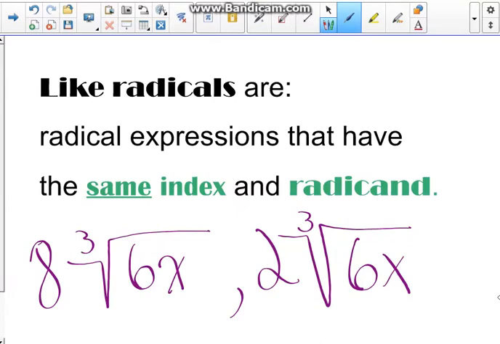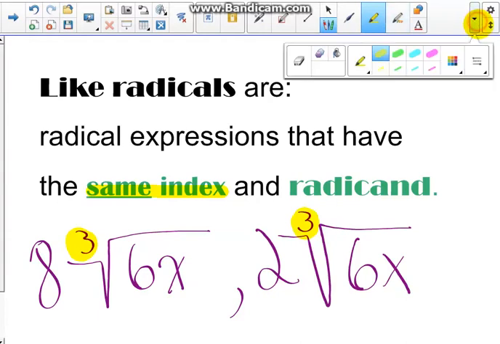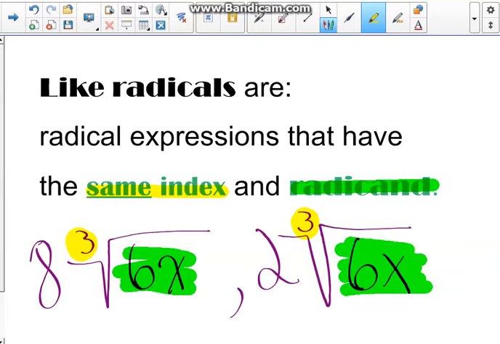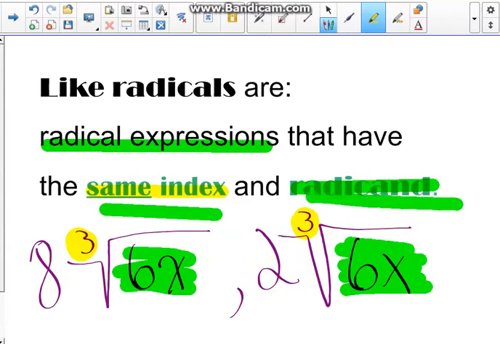Okay, like radicals are radical expressions that have the same index and radicand. So, for example, I have the same index by having 3 as my index right here. So those are the same. And then if we look at the radicand, my radicand is 6x in this expression and 6x in this expression. So because my radical expressions have the same index and radicand, they are like radicals.